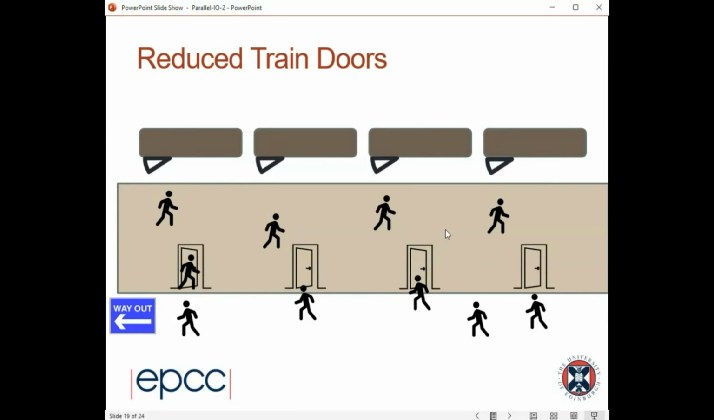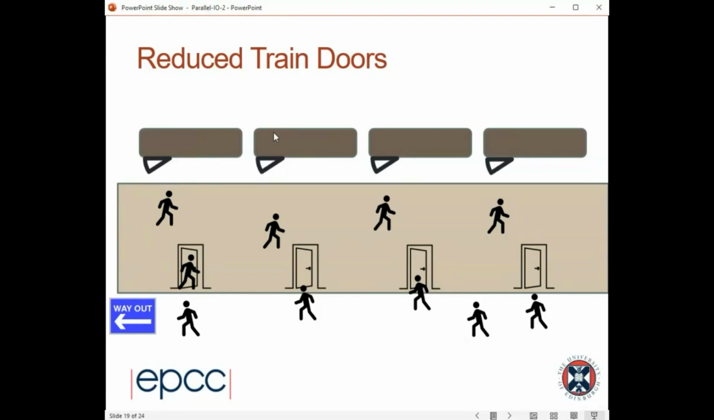Actually, this is the setup on the way that MPI-IO works on ARCHER2. It says that for each node, I will allocate one IO process per node, and I'll allocate the same number of IO processes as I have OSTs. I will open the same number of doors on the carriages as I have exit doors on the platform. It's not clear on this setup what is going to happen.